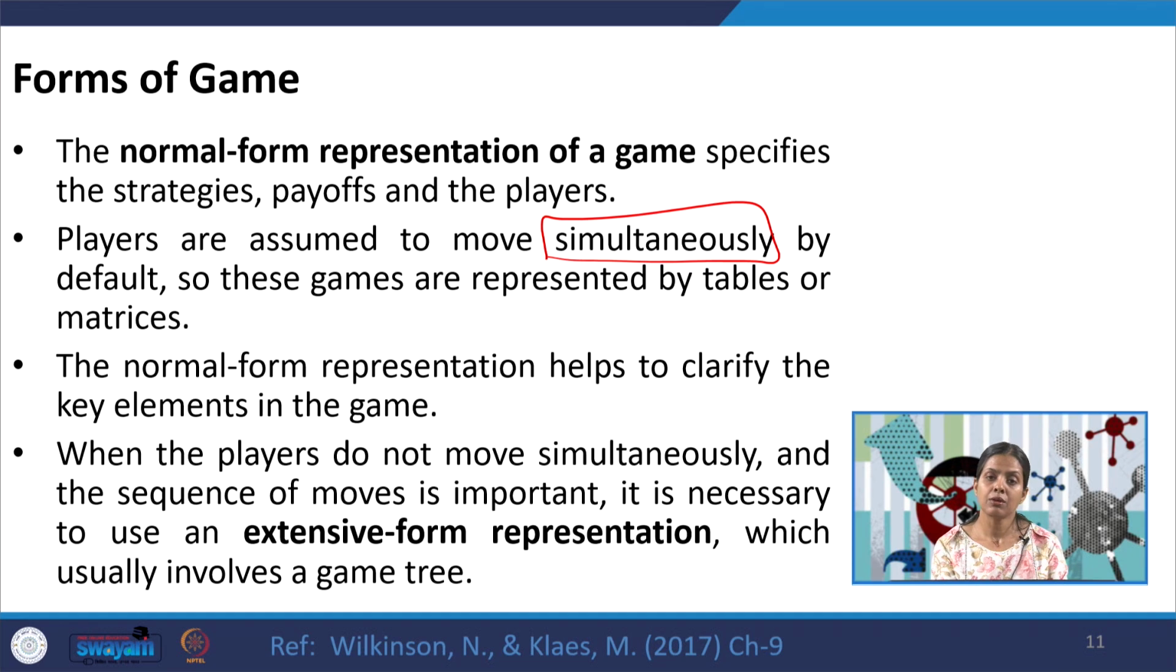When the players do not move simultaneously and the sequence of moves is important, it is necessary to use an extensive form representation which usually involves a game tree. So, whenever the moves are sequential, you can consider, say, the game of chess, the moves are sequential, that can also be considered as a game, and that is sort of an extensive form representation. We will be talking in detail about extensive form representation with examples later.